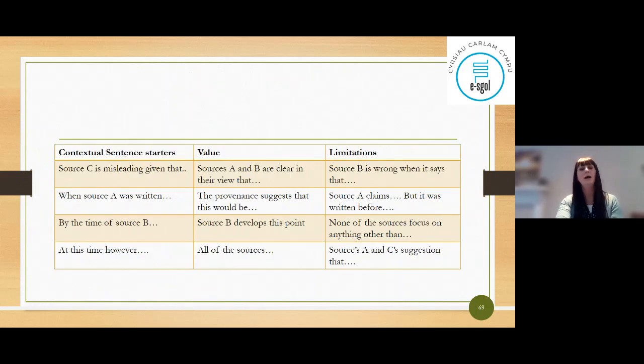Now, I've got some more from the WJC here: contextual possible sentence starters, value sentence starters, and limitation sentence starters. Again, I won't read through these now. You can go back over them in your own time and see if any of these would be suitable for you to remember to use in your own write-up at a later date.